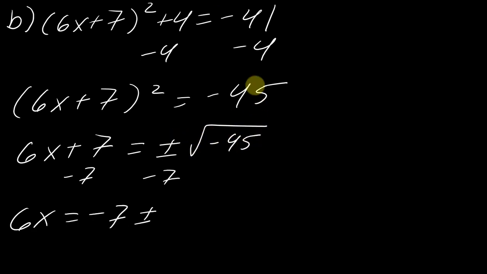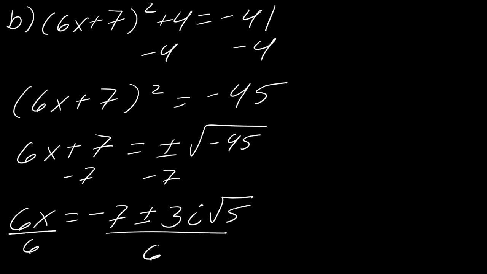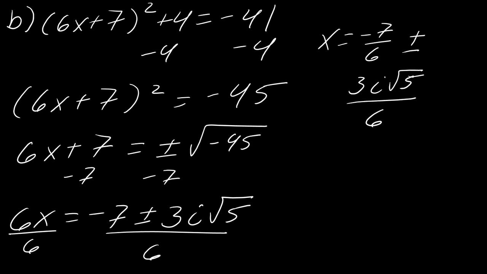Okay, so how will this simplify? We can take 9, this will be negative 1 times 9 times 5. So this will simplify to 3i times the square root of 5. And then I need to divide everything by 6, and I'm going to turn this into 2 separate fractions. So this is -7/6 plus or minus (3i times the square root of 5)/6.